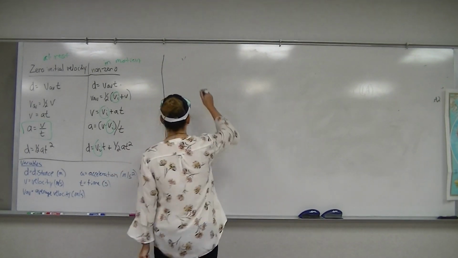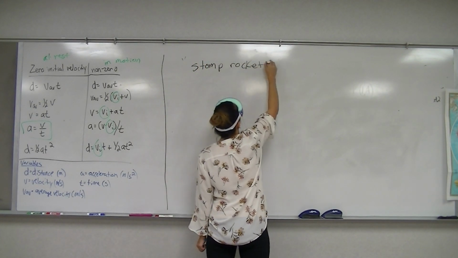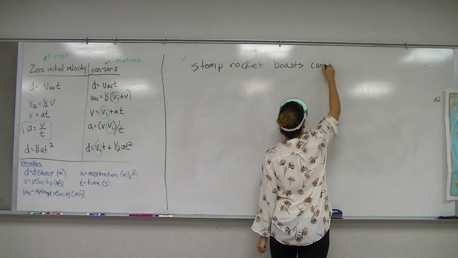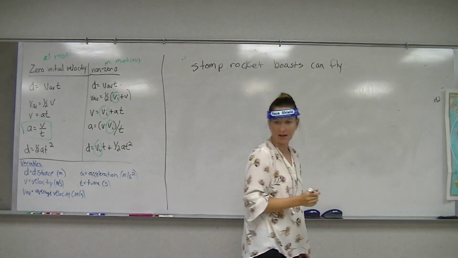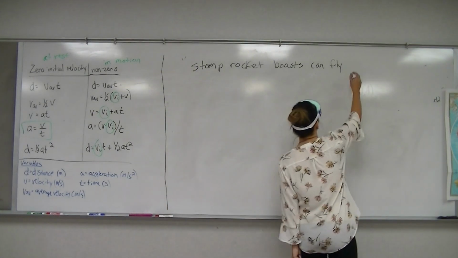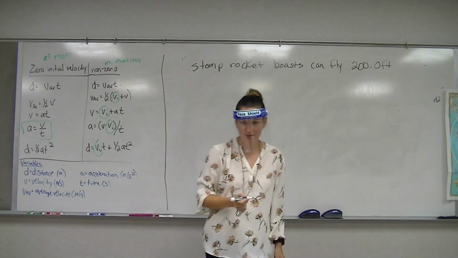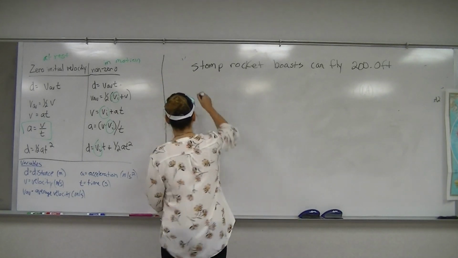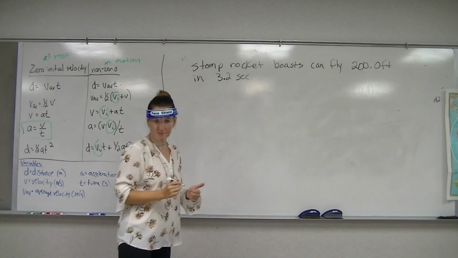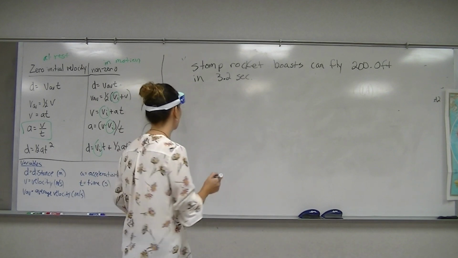So stomp rocket says that it can go, how far did it say it can fly? I even looked up this. This is the actual value that it says. It says it can fly 200 feet in the air. Now, I have 2 kids. We have one of these at home, and I've never seen it go that high. But I'm sure they got it to go that high once, right? So we're going to calculate the acceleration. All right.